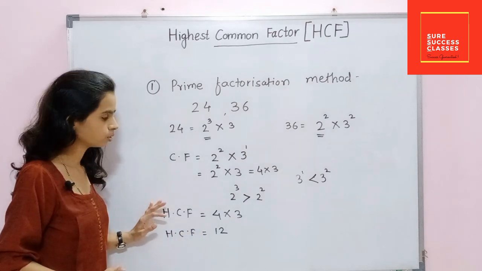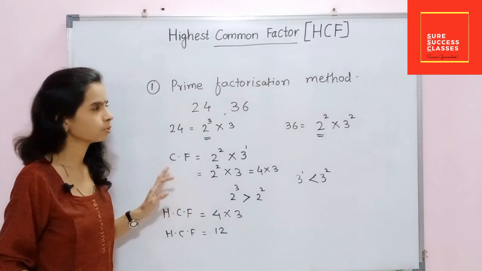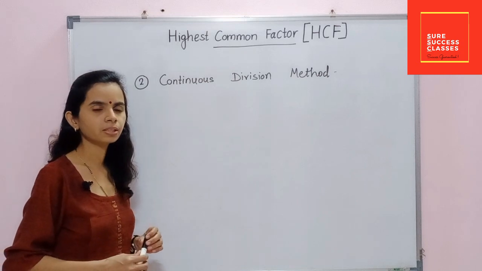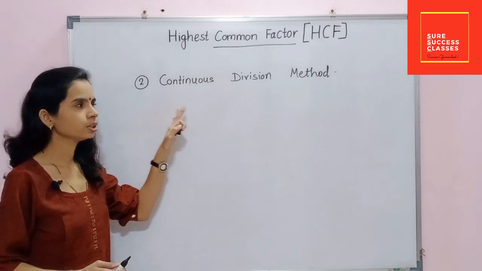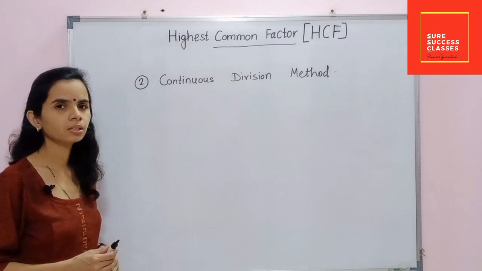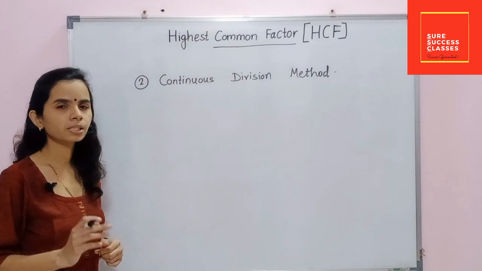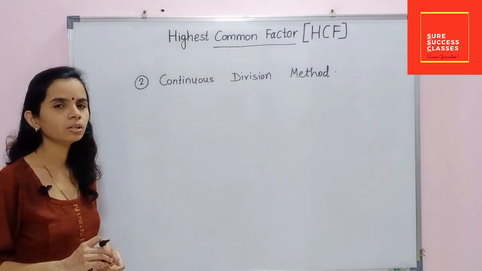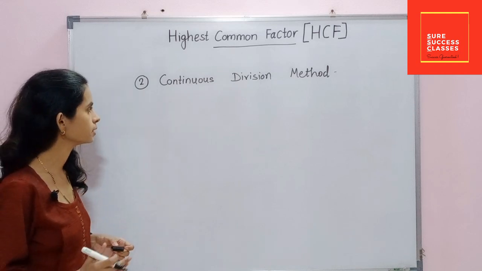Students, to find out the product of prime factors is the last step of this method. Students, we have learned the first method and now we are going to learn the second method, that is the continuous division method. In this method we will continuously divide the given numbers until the numbers have no common factor, and in the last step we will find out the product of common factors. So let's see this through an example.